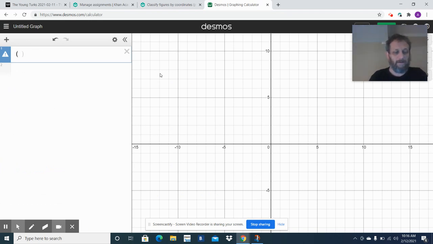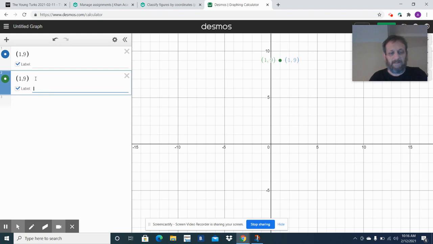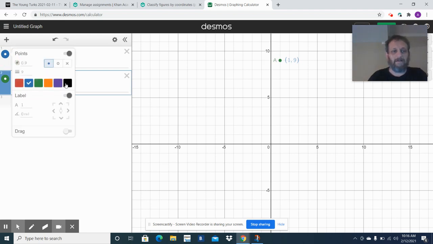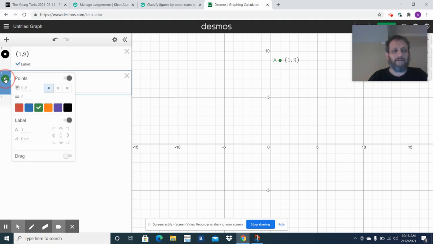So I have the point 1, 9, and then I have to do it again. The reason I do that is because one of them can be labeled as the point and one of them can be labeled as the letter. And usually I try to make them the same color. You don't have to do that, but that's just something I do. So 1, 9 is there.